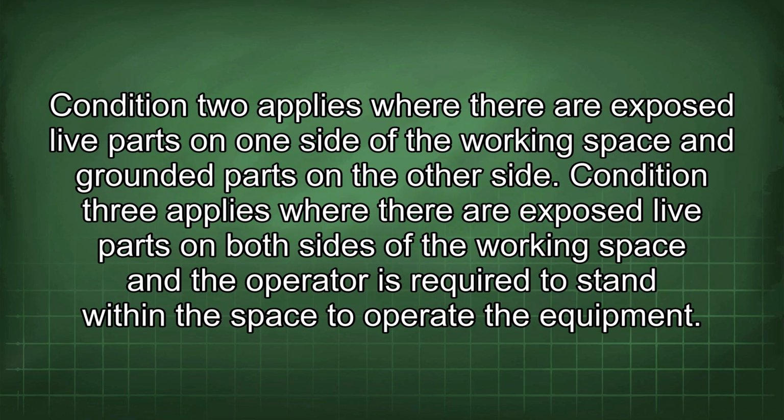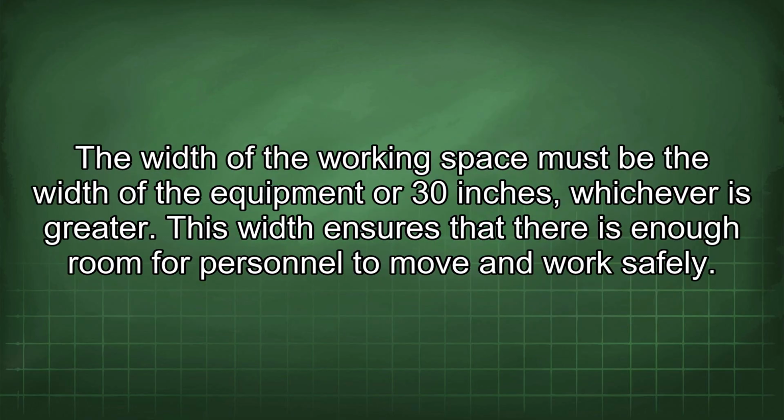Condition 2 applies where there are exposed live parts on one side of the working space and grounded parts on the other side. Condition 3 applies where there are exposed live parts on both sides of the working space and the operator is required to stand within the space to operate the equipment. The width of the working space must be the width of the equipment, or 30 inches, whichever is greater. This width ensures that there is enough room for personnel to move and work safely.